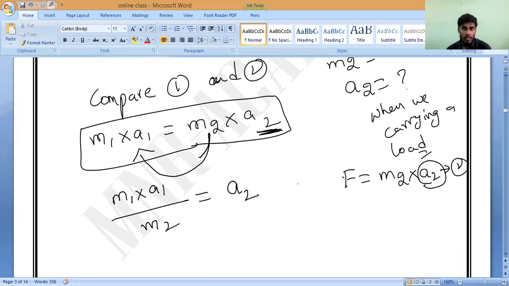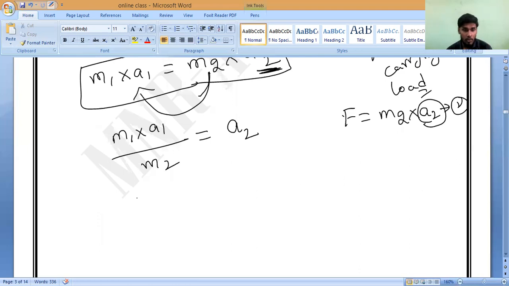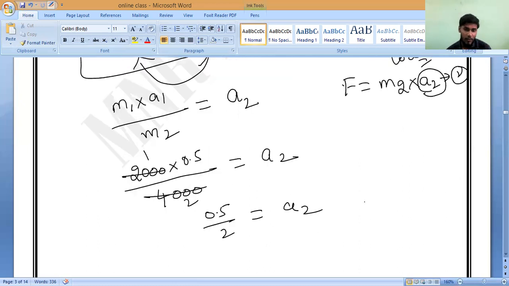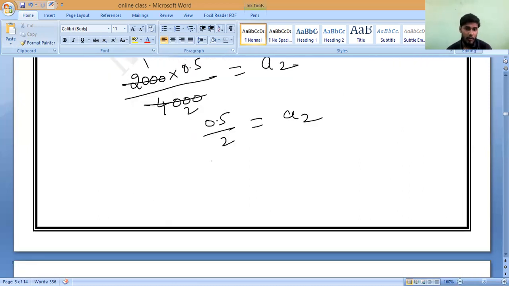That's all. So now what is M1? M1 is equal to 2000 into A1 is equal to 0.5 divided by M2 is equal to 4000, which is equal to A2. So now which is equal to how much, Ra? 0.5 by 2, which is equal to A2. So all of you check it carefully. How can I write 0.5, Ra? 1 by 2, or else you can write it like this, 0.5 into 1 by 2.